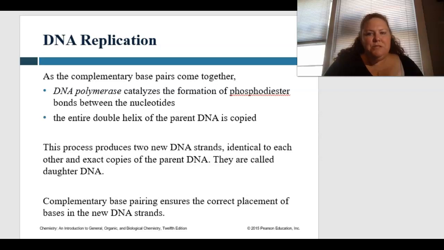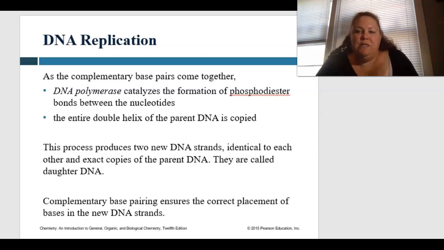In the complementary base pairs, as they come together, the DNA polymerase catalyzes the formation of a phosphodiester bond between the nucleotides. Basically, it glues it together, okay? And then the entire double helix of the parent DNA is copied. The DNA polymerase is going to recognize the area that's going to be complementary and start making it. Okay, so anyway, it's going to be copied.